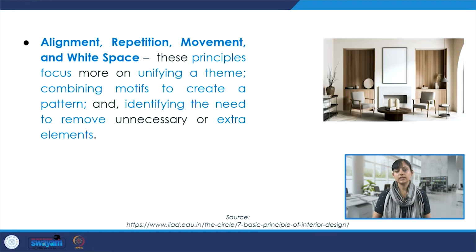Now, other than these basic principles, we could also talk about alignment, repetition, movement, also the white space or the spaces in between that we see. So, these principles focus on unifying a theme, combining motifs to create a pattern, identifying the need to remove unnecessary or extra elements. So these are also important tools in the kit that the designer uses for creating very, very interesting interior spaces.